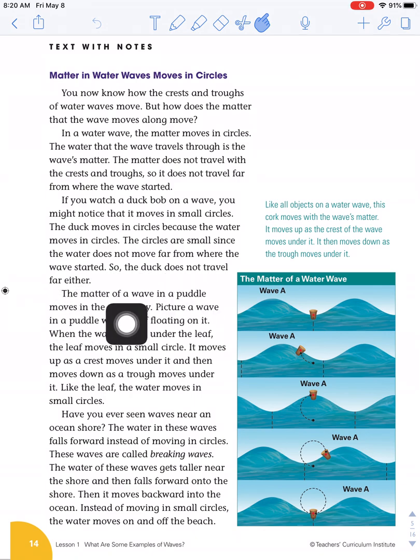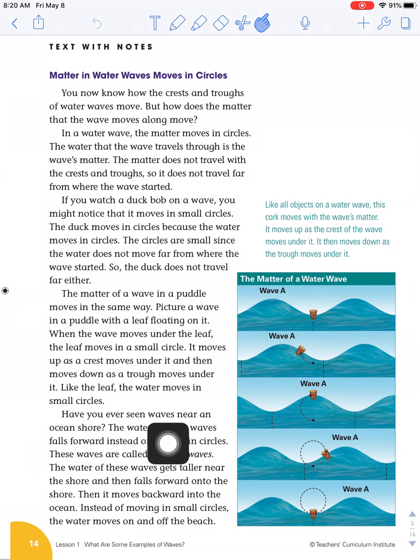The matter of a wave in a puddle moves in the same way. Picture a wave in a puddle with a leaf floating on it. When the wave moves under it, the leaf moves in a small circle. It moves up as a crest moves under it, and then moves down as a trough moves under it. So think about you being the leaf, but you're in a raft. Like the leaf, the water moves in small circles.